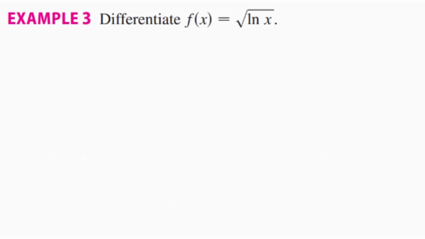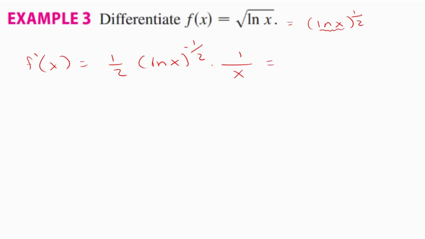Let's have a look at this example. Here we have to differentiate the function square root of ln of x. So this can be written as ln of x to the power 1 over 2. In fact, here we have a power. We might consider the power rule combined with the chain rule method. So our f prime at x is going to be 1 over 2 multiplied by ln of x to the power negative 1 over 2, multiplied by the derivative of this. So it will be 1 over x. So this can be written as 1 over 2x square root of ln of x.